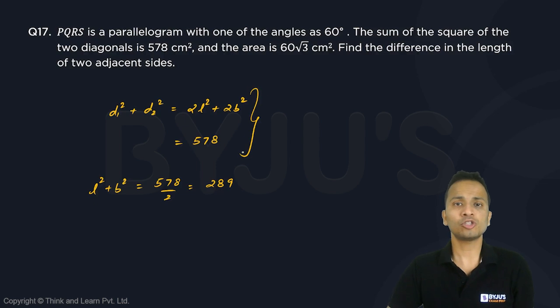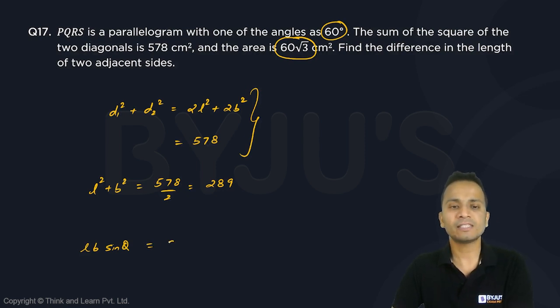Now further, it is also given that the area of this parallelogram is 60 root 3, and one of the angles of the parallelogram is 60 degrees. So the formula for the area of a parallelogram is L into B sine theta, where theta is the included angle between the sides, and this is given as 60 under root 3. So L into B sine 60 degrees is equal to 60 root 3. Substituting the value of sine 60, which is root 3 upon 2, the product of L and B will be equal to 120.